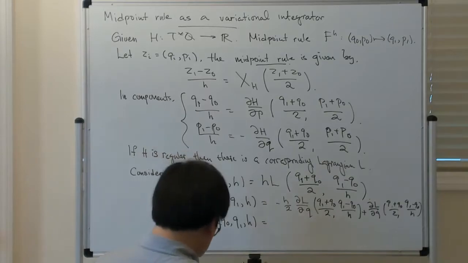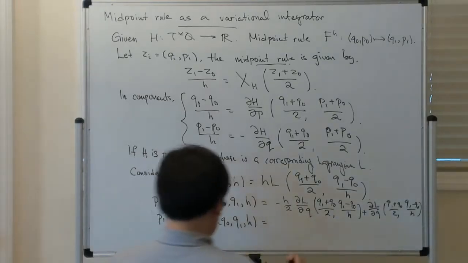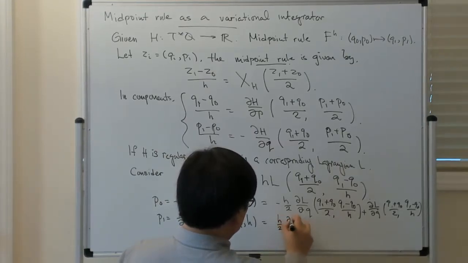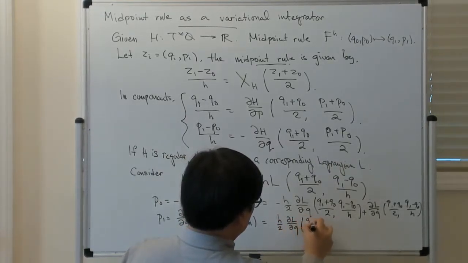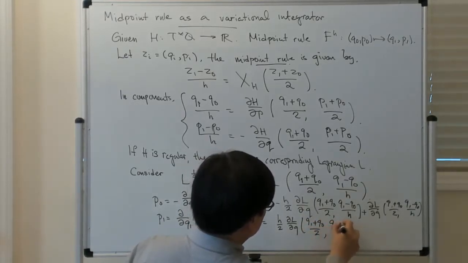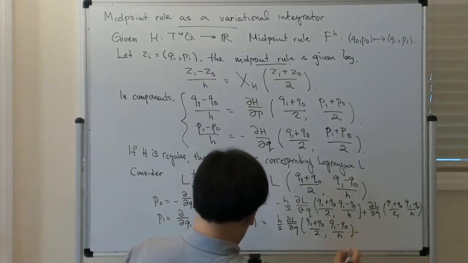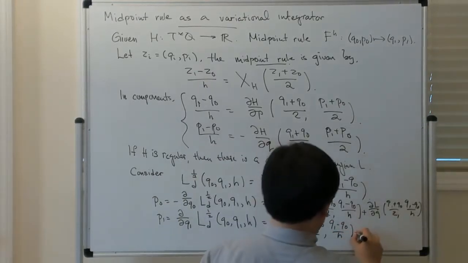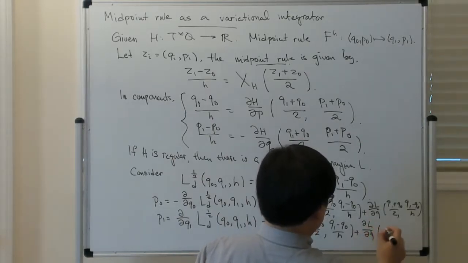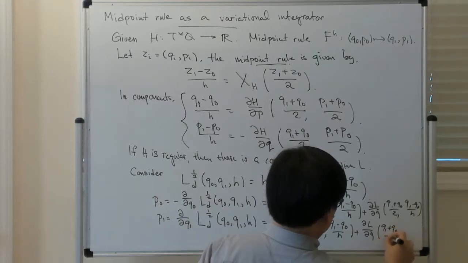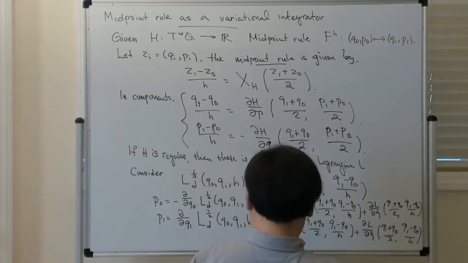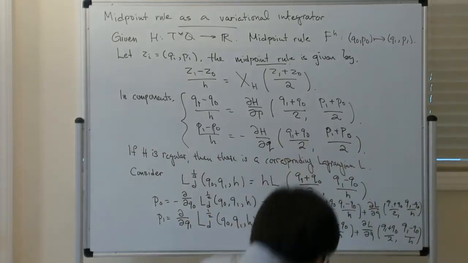Okay, so anyway, you can do something similar now with this other term. This gives you h over 2 dL/dq at (q1 plus q0) over 2, (q1 minus q0) over h, plus dL/dq-dot, at (q1 plus q0) over 2, (q1 minus q0) over h. All right, so that's what you get.